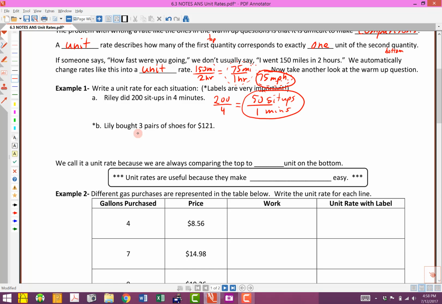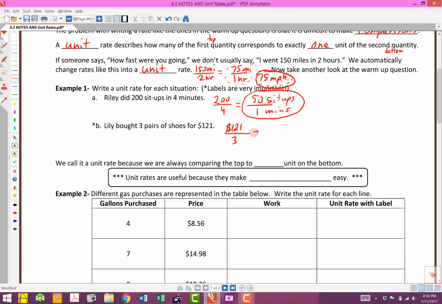We could do pairs on top and dollars on the bottom, so that would be pairs per dollar. Or we could do dollars on the top and pairs on the bottom, so that would be dollars per pair. If you're buying shoes, it probably is a better idea to put the dollars on the top, so this would be $121 on the top and 3 pairs on the bottom. And if we were comparing it from one store to the other, or say your friend went to a different store and they got a good deal on shoes, if we were going to make a comparison, we'd want to actually compare, well, how much was it per shoe?